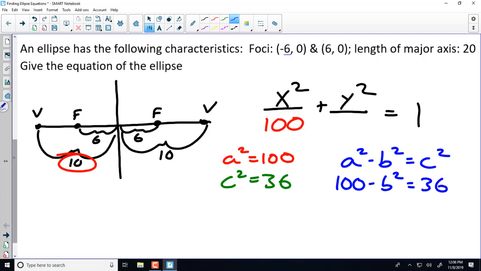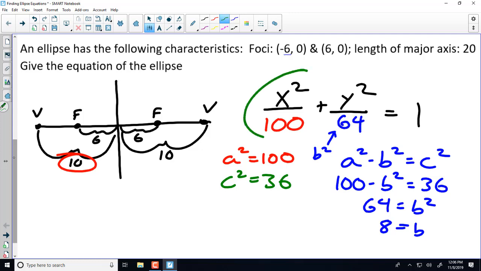And if we solve this for b squared, which is a little bit tricky because of the minus sign, the way I do it is I add b squared to both sides and subtract 36. We get that b is equal to 8. But we actually don't need b, we just need b squared, because the number that goes here is b squared. And that's going to be 64. So this right here is the equation that matches that description.